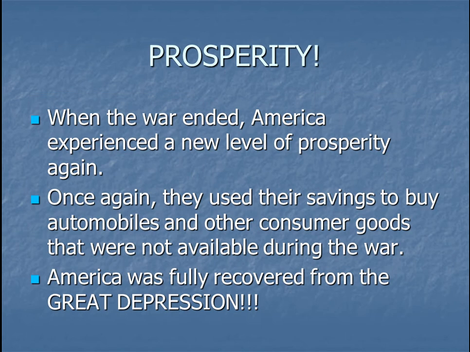Prosperity. When the war actually ended, America experienced a new level of prosperity. Once again, they used their savings to buy automobiles and other consumer goods that were not available during the war. America was fully recovered from the Great Depression after the end of World War II.